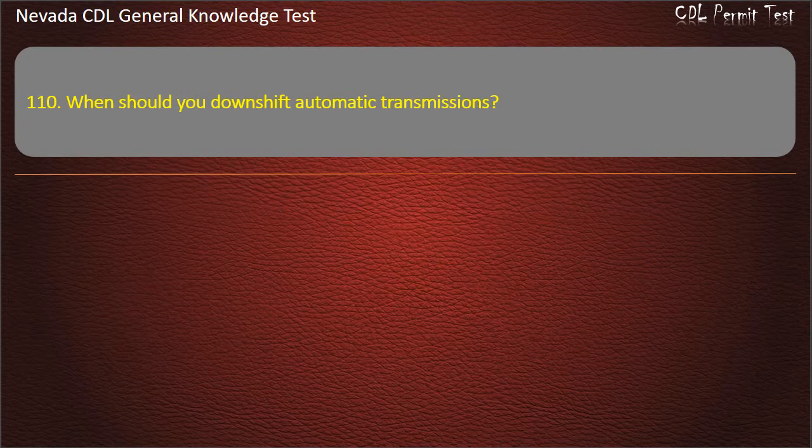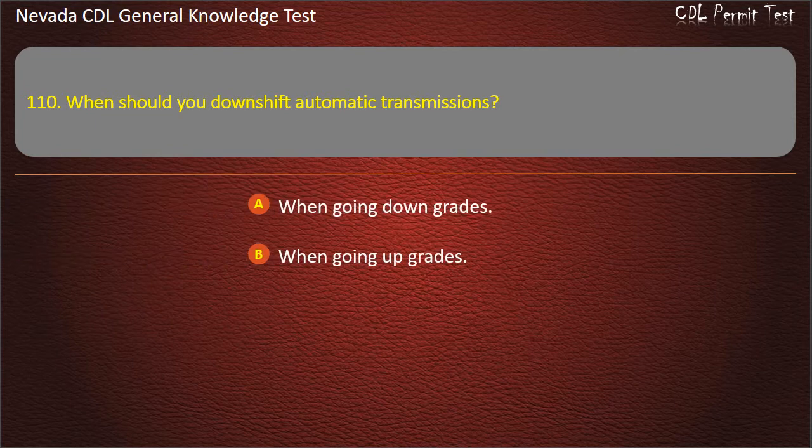Question 110. When should you downshift automatic transmissions? When going down grades. When going up grades. When going around curves. Answer: When going down grades.